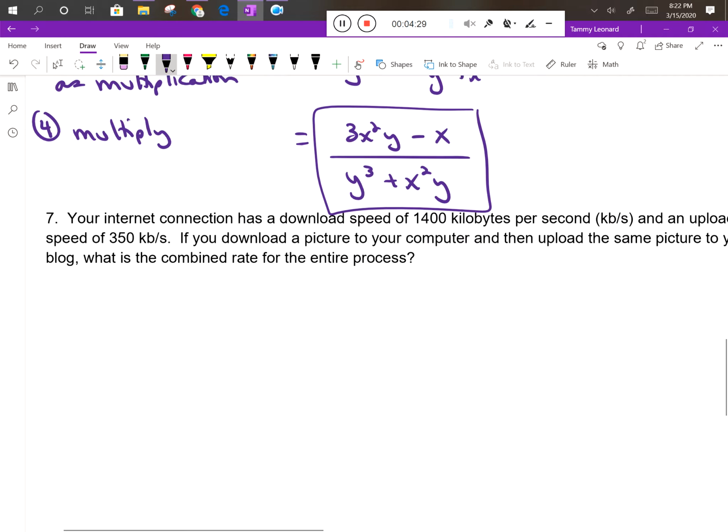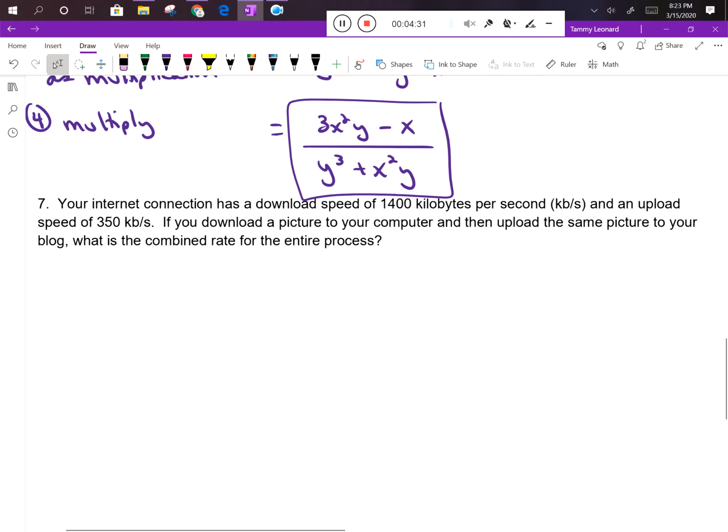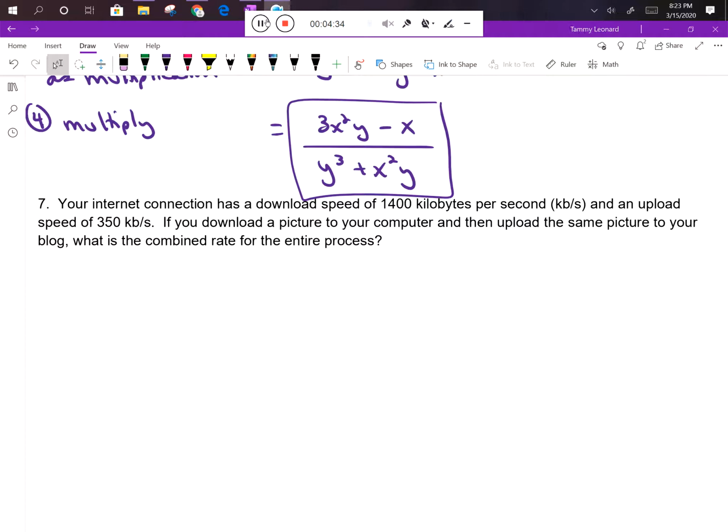All right, finally, we have what's called a combined rates problem. So let's start by reading the problem. It says your internet connection has a download speed of 1400 kilobytes per second and an upload speed of 350 kilobytes per second. All right, so we all know this problem's outdated like a lot of the problems that we see, but the purpose behind the problem still makes sense. So we're going to ignore the outdated upload and download speeds. It says if you download a picture to your computer and then upload the same picture to your blog, what is the combined rate for the entire process?